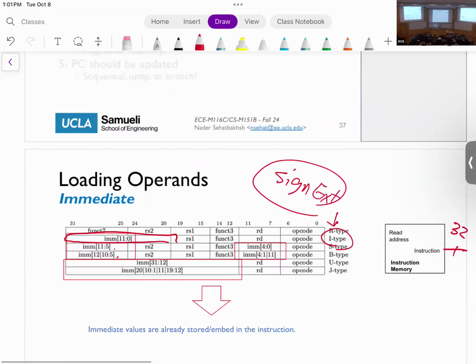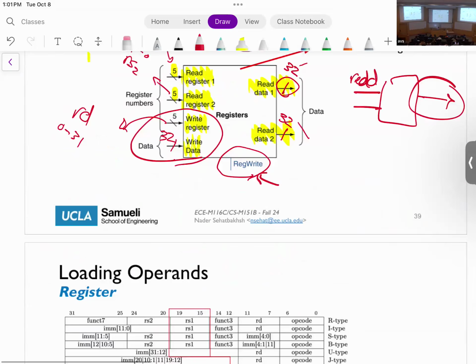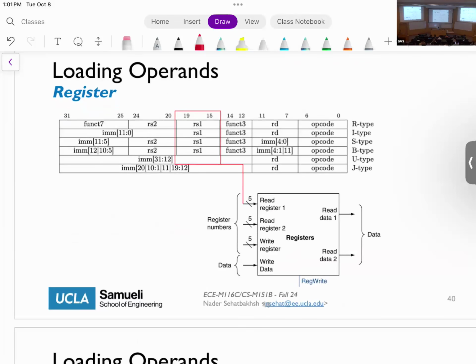All right, going back down. All right, so this is my register file. And as you can see, this is how we're going to connect.